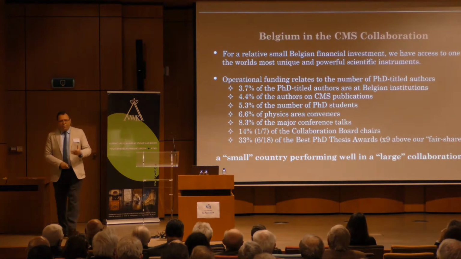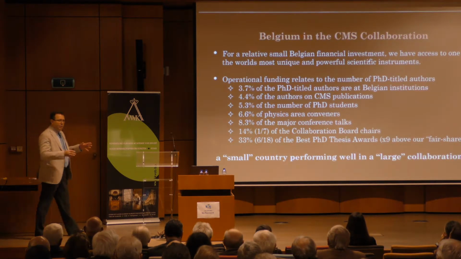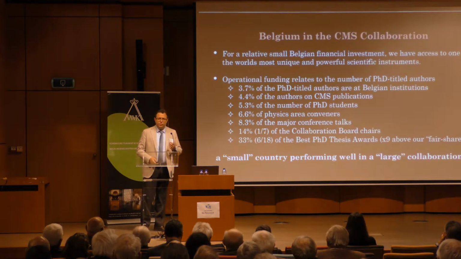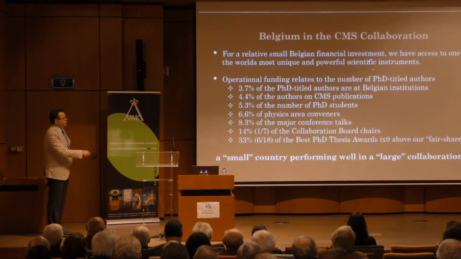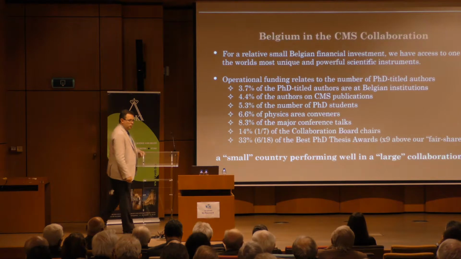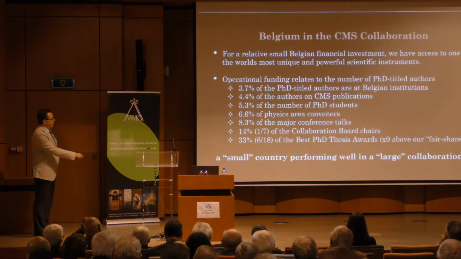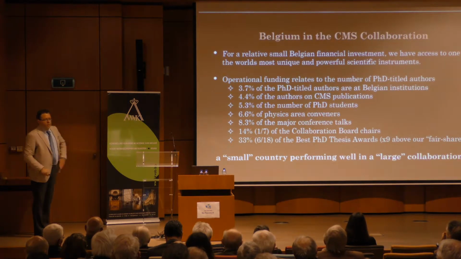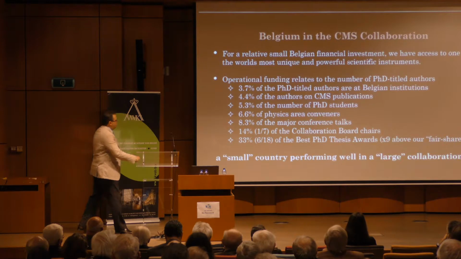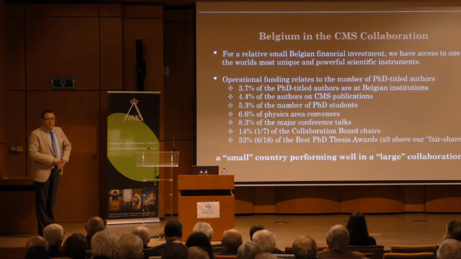Some numbers, in my opinion, numbers that illustrate that a small country in such a large collaboration is delivering great science and is recognized for this great science. The operational funding of the CMS detector is proportional to the number of PhD titled authors. So among the 3,000 people, some of them have a PhD, and that's around 2,200 of them, around 1,500 of them. And for Belgium, we are 3.6% of them. So basically, this is the investment of Belgium, the funding agencies and the funding authorities of, let's say, the Flemish and the Walloon governments, to operate, maintain this facility.